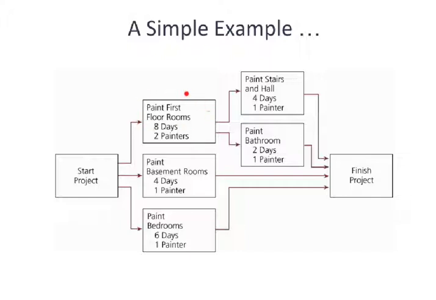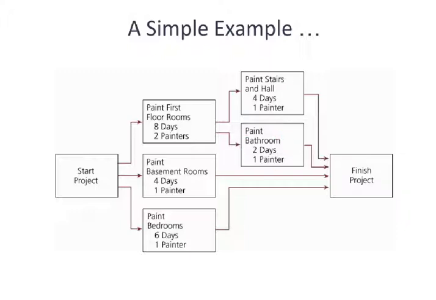So we're painting the first floor rooms, we're painting the basement rooms, we're painting the bedrooms, the stairs and hallway, and then the bathroom. And we have here in this crude diagram, this is not really an official network diagram because of the way it's laid out, but it tells us much the same information. We know that it's going to take 8 days to do the first floor rooms, and it's going to take 2 painters during those 8 days. So 2 painters for 8 days in order to do the first floor rooms. 1 painter for 4 days, 1 painter for 6 days, 1 for 4, and 1 for 2.